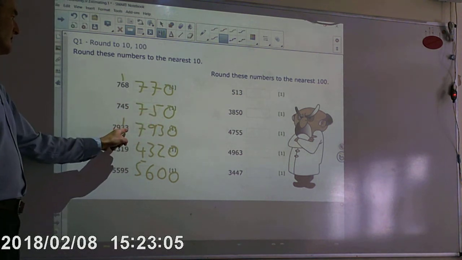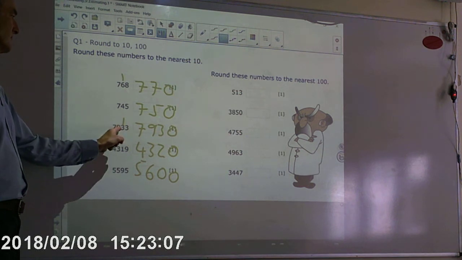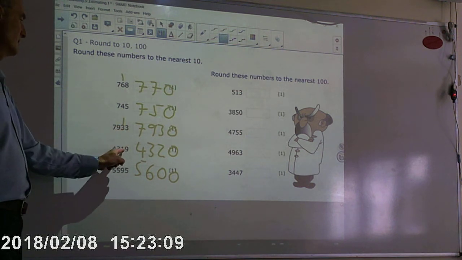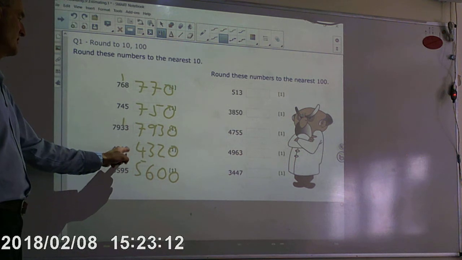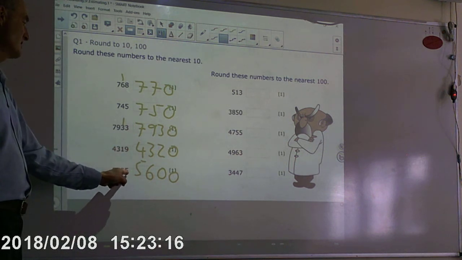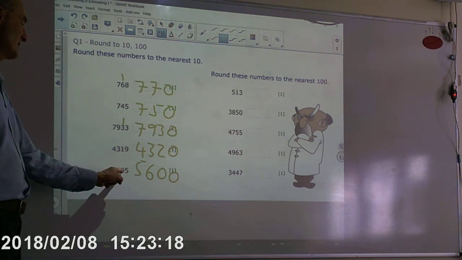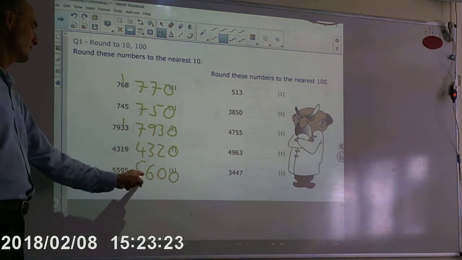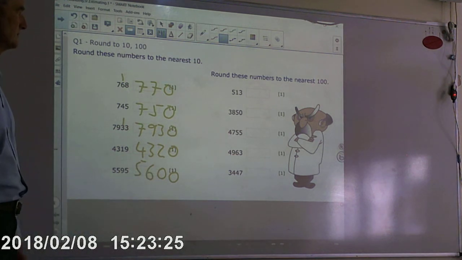3, the number after it is a 3, stays the same. 1, the number after it is a 9, so we round up. Number after the 9 here is a 5, so we round up. But if we round that 9 up, it becomes 10, so we've got to go to 5,600.